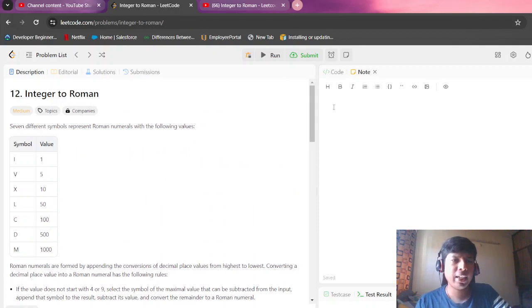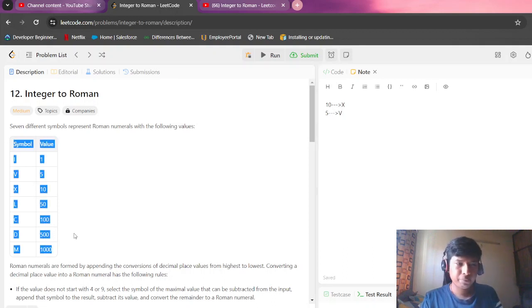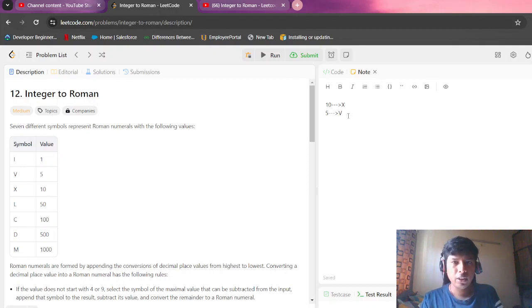So basically, you will get an integer value. Suppose you have got 10 in your input. Now you have to convert it to the Roman output of that number, which would be X. Suppose the user gives 5, you have to give the output as V. I think everybody knows the basic Roman numbers, and LeetCode has also given us the basic Roman symbols to help you out with this.